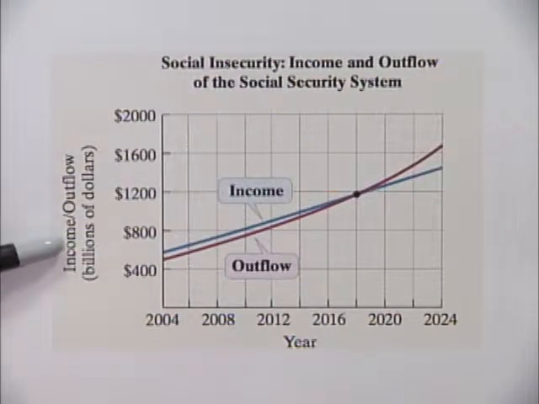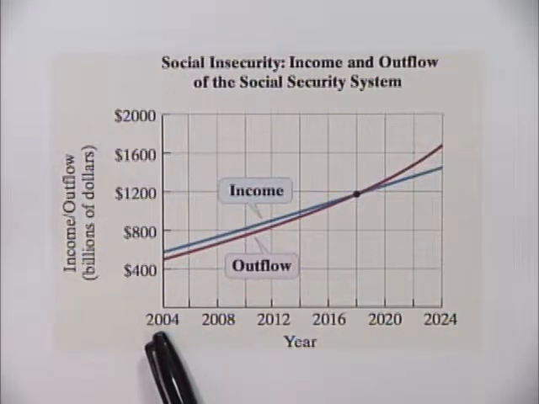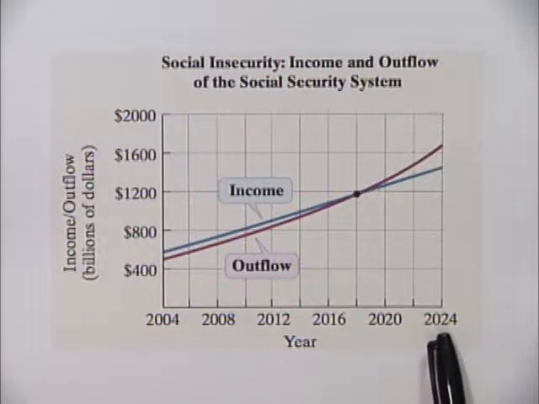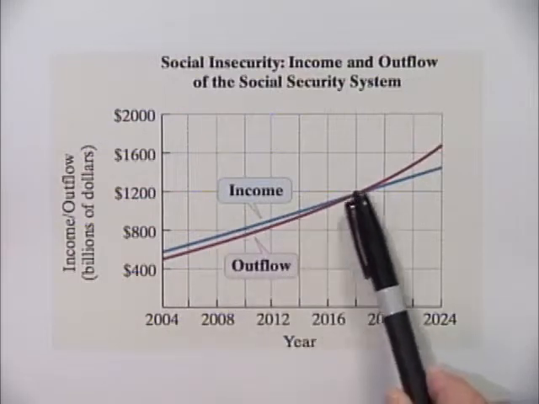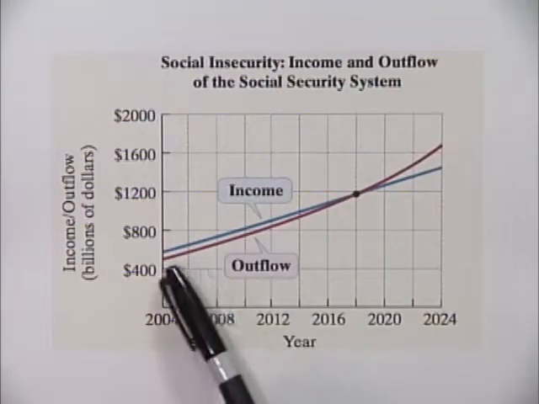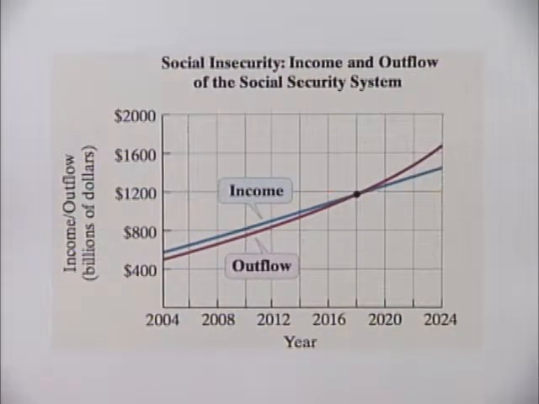On the vertical axis, we have income and outflow in billions of dollars. On the horizontal axis, we have year, from 2004 to 2024. Income is the blue curve, outflow is the red curve.